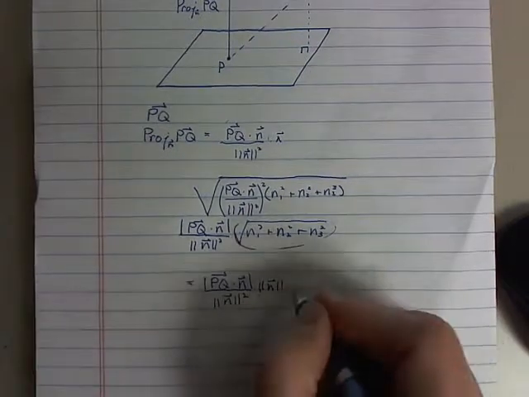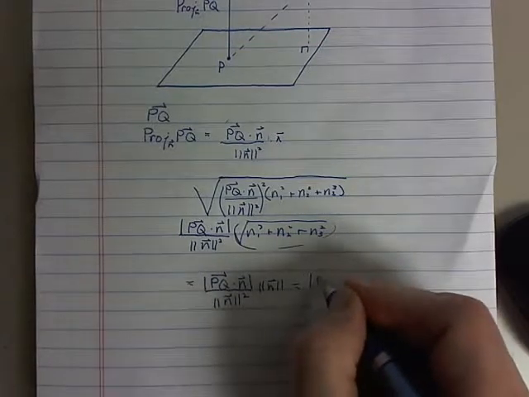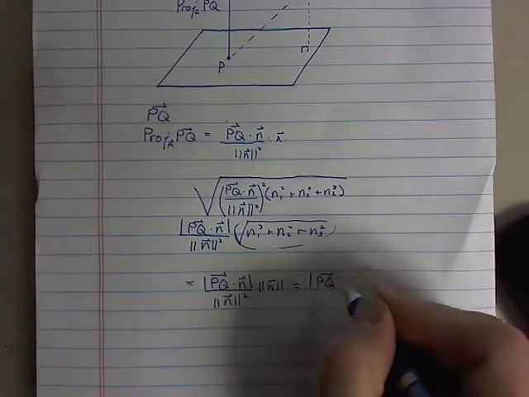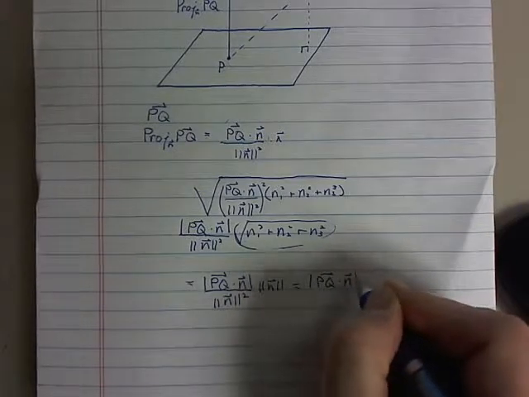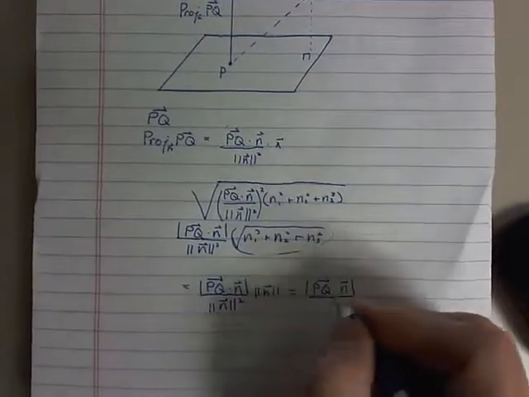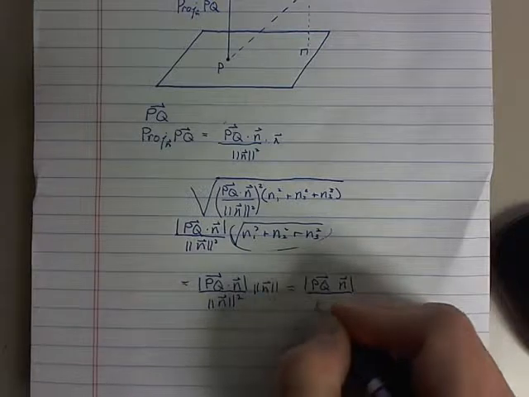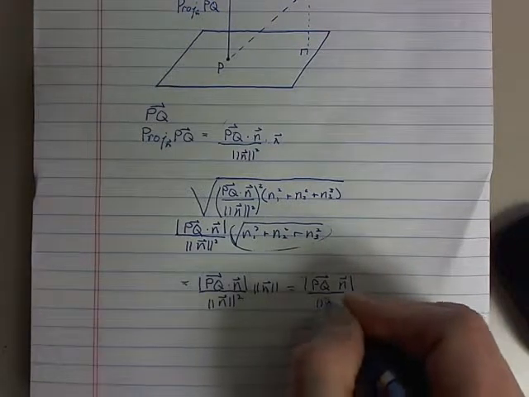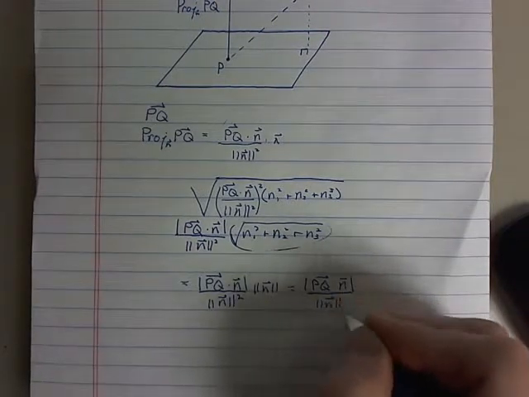This will get rid of one of those, and here's what we have for the formula of the distance between Q and the plane. And that's our formula right there.